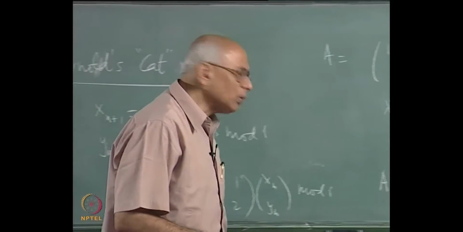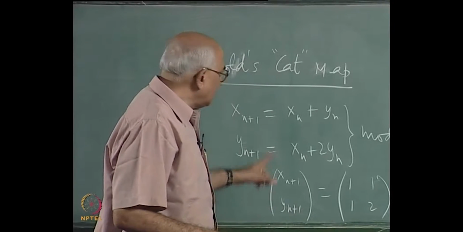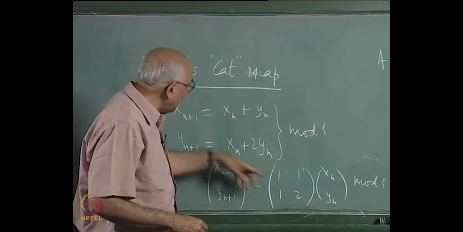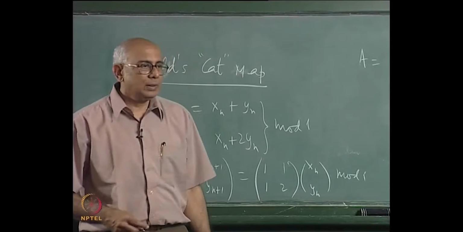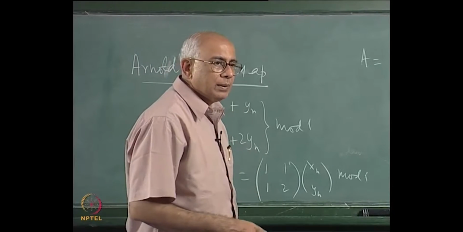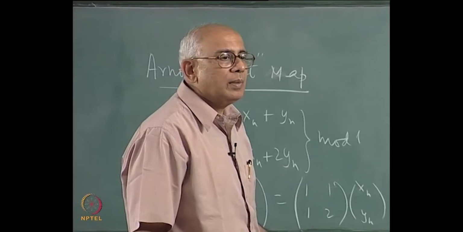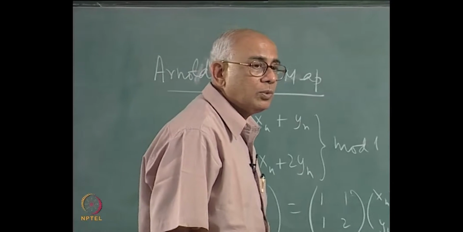How do you come to that conclusion? How do you do this? After all, if I iterated this map n times, I get A to the power n acting on this x naught, y naught modulo 1, right. Now how do I conclude that there is chaos in this system and that things actually exponentially separate out in at least one direction?